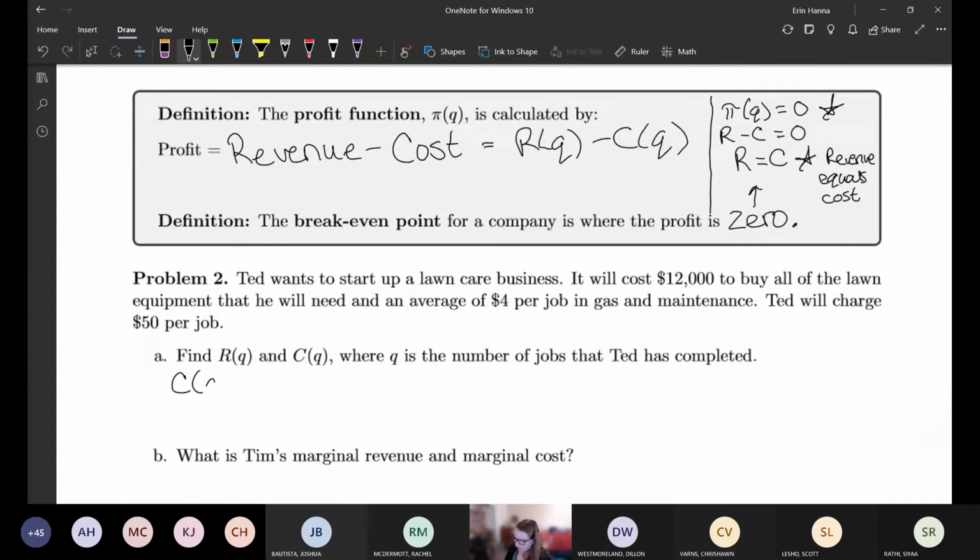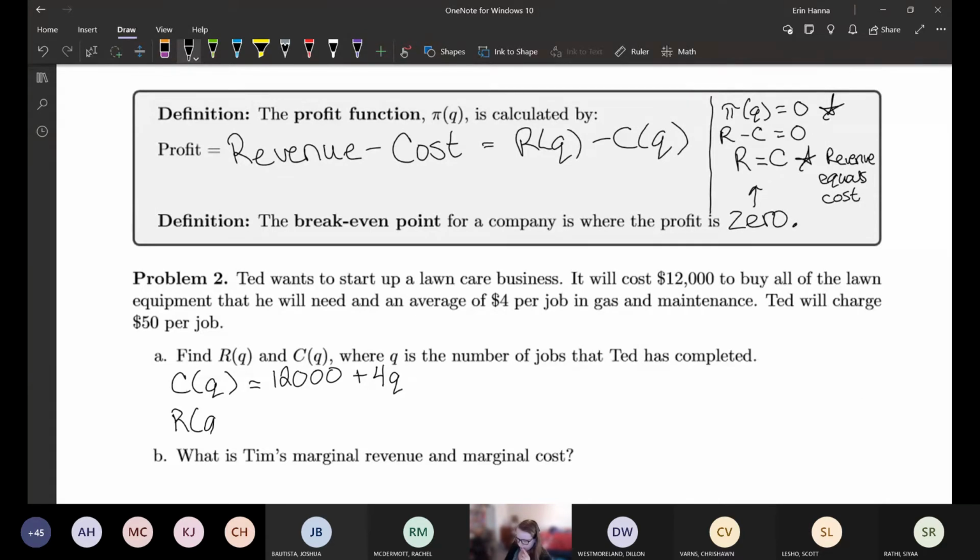So if we have our cost function first, well, that's made up of our fixed costs and our marginal costs. So our fixed cost here is that 12,000 for the equipment. So we'll have 12,000 plus our marginal cost of $4, and that's per job. So that'll be 4Q. Now, of course, you could write 4Q plus 12,000. It doesn't matter the order of those, but whichever floats your boat. Fixed plus marginal, and the marginal gets multiplied by the variable.